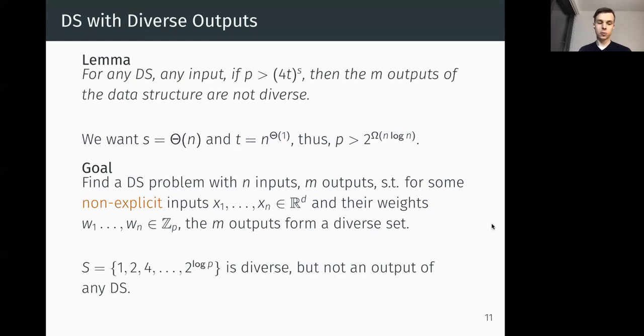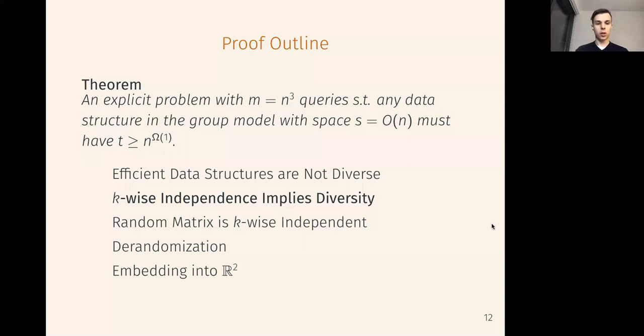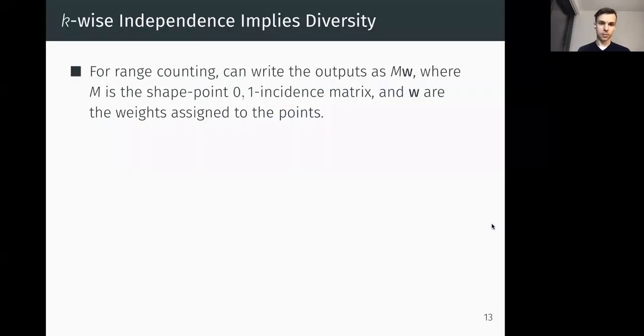Unfortunately, the previously mentioned set of powers of 2 is diverse, but it can be shown that it's not an output of any range counting problem, so it doesn't help us. We want a range counting problem that gives a diverse set. So how do we obtain a diverse set? One property that allows this turns out to be k-wise independence, namely linear k-wise independence of the rows of the matrix. Let me go into more detail.